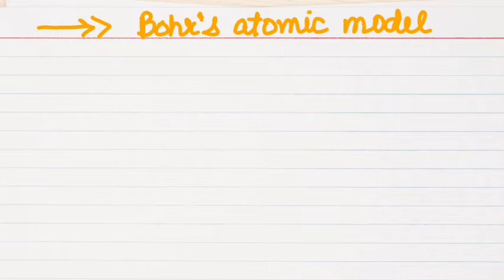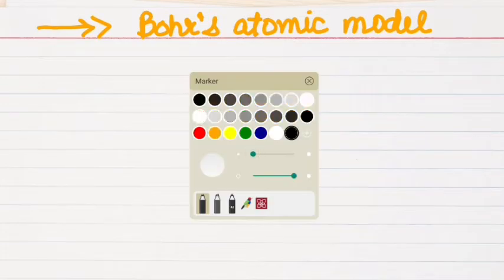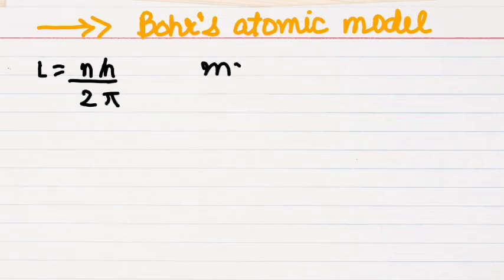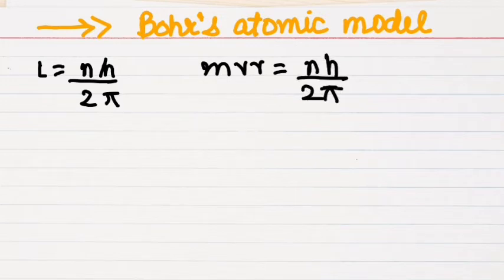We were discussing our topic of Bohr's atomic model, and today we are going to discuss some important points further. We know that the orbit in which the electron revolves is the one whose angular momentum is an integral multiple of nh upon 2 pi. This L can be written as mvr equal to nh upon 2 pi. This we have already discussed.